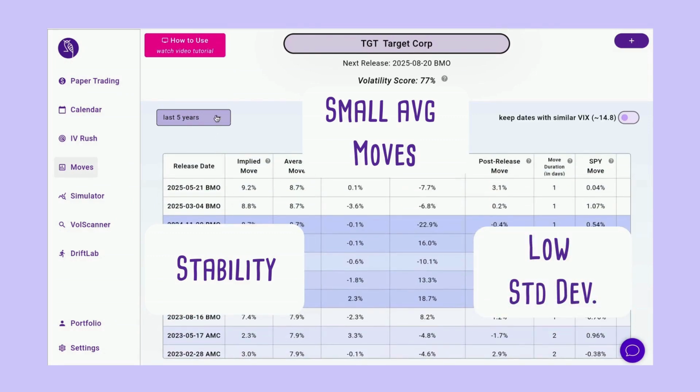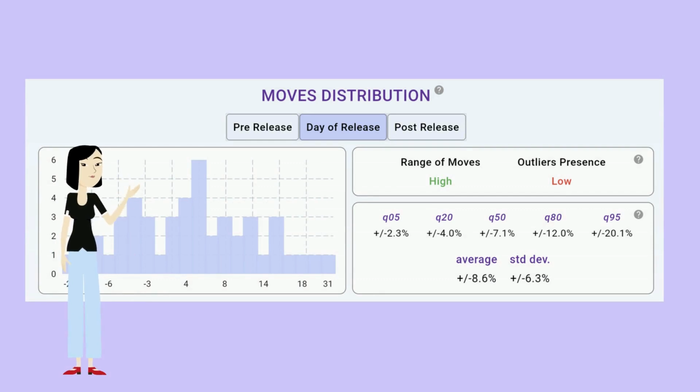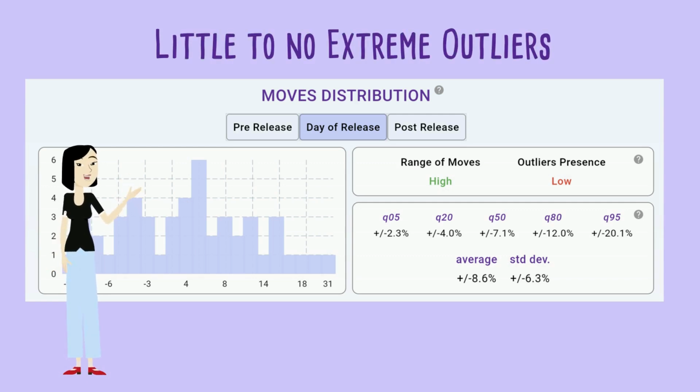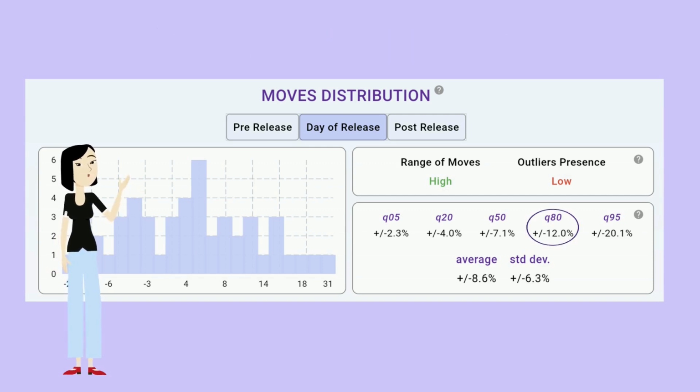Check the distribution of past moves. This shows how often different-sized earnings moves have occurred. For short vol, you want a contained distribution with little to no extreme outliers. Pay close attention to the percentile figures. Make sure the 80th or 95th percentile isn't unusually high.